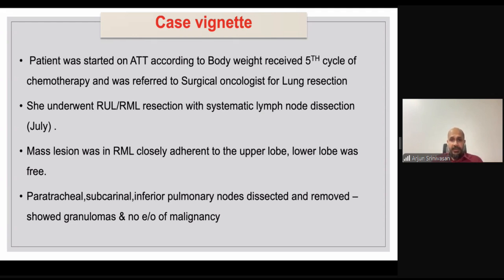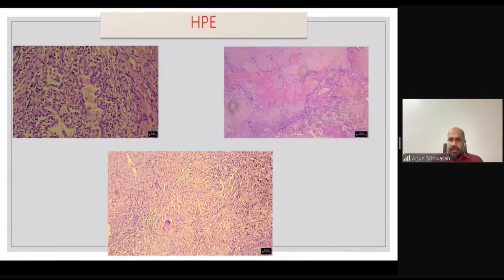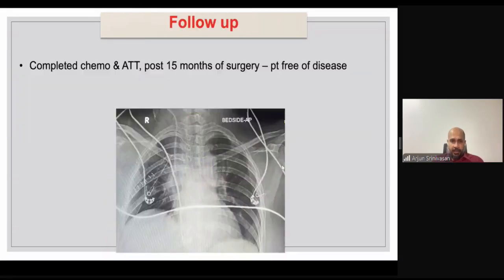The paratracheal and subcarinal inferior pulmonary nodes were dissected. They showed only granulomas and there was no evidence of malignancy. So this is the histopathology, and you can see that this is restaging, and there is a lot of fibrosis in the histopathology. This is something, when you do a procedure after chemo or especially immunotherapy, you have to be aware of. So she completed both chemotherapy and ATT. Post 15 months of surgery, she is free of the disease as of November 2024.